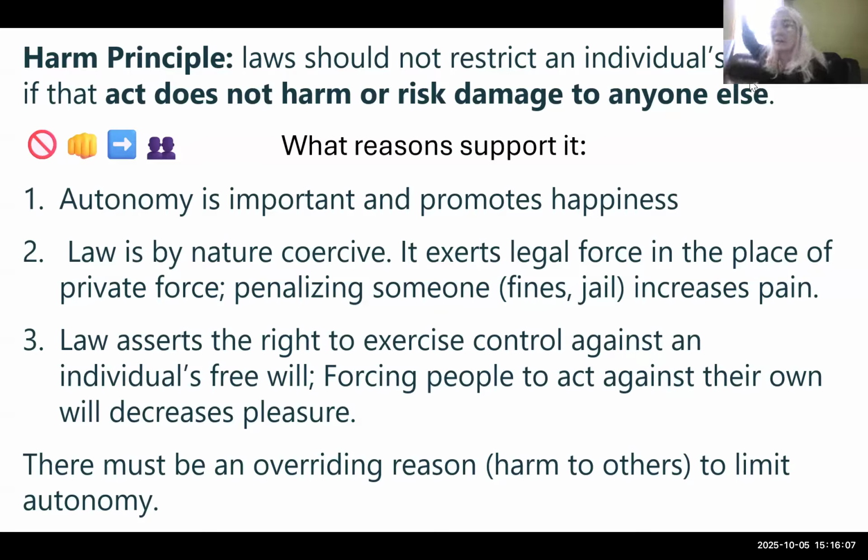Okay? So you can swing your arm all you want. That's free will. But as soon as it's about to make contact with your neighbor's nose, you're not allowed to do that anymore.